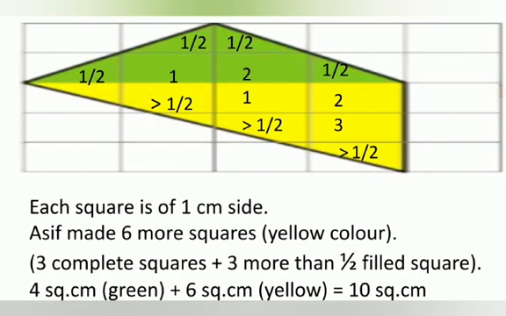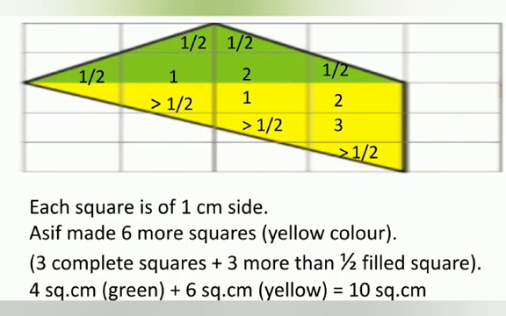The area of each square is 1 square centimeter. We had already calculated the area of the green portion. The area of the green portion is 4 square centimeter. Now let us calculate the area of the yellow portion, which is made by Asif. You can see 3 full squares here, number 1, 2 and 3. So the area of these 3 full squares will be 3 square centimeter.